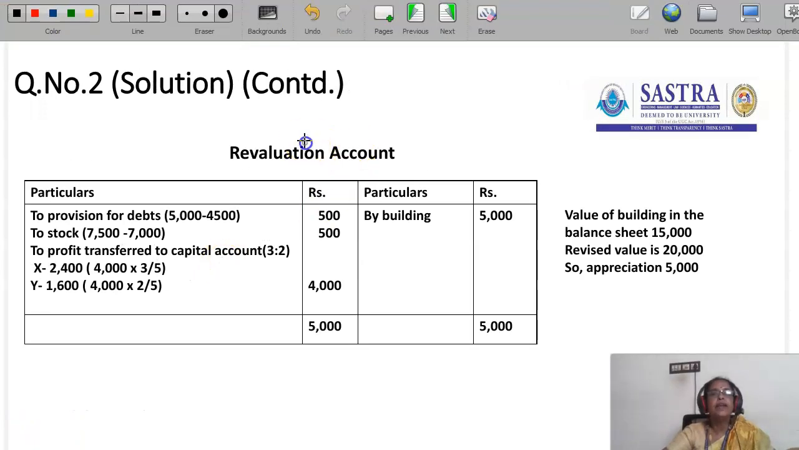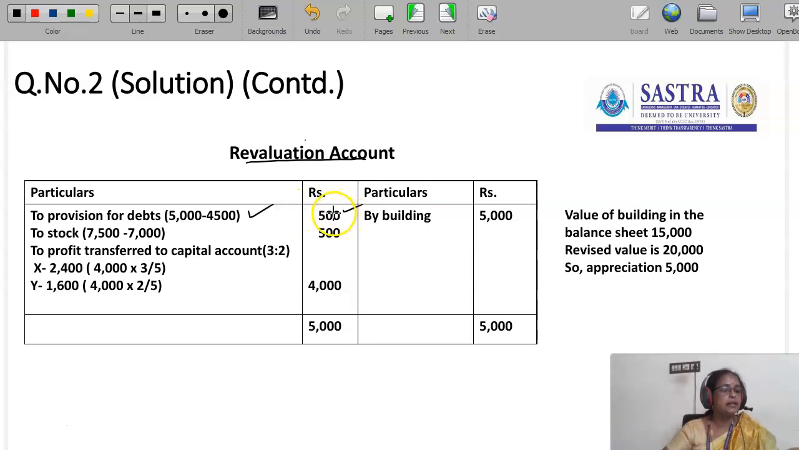The next step, we have to prepare the revaluation account. So the first one, provision for doubtful debts. The debtors given in the balance sheet is 5,000, but in the adjustment, the revised value of debtors is 4,500. So the provision for doubtful debts we have created is 500. 5,000 minus 4,500 is 500.